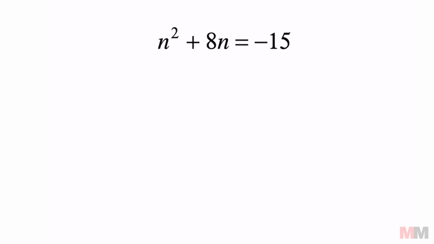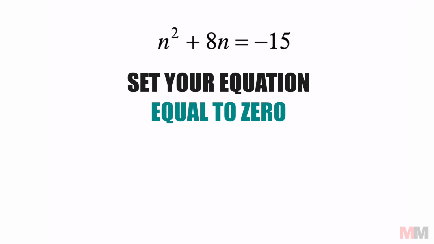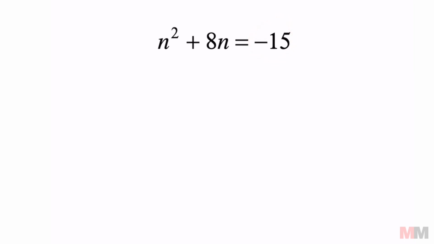First thing you want to make sure is that this is in standard form. An easy way to do this is to make sure that your equation equals 0, which is not the case right now. So we just have to get rid of this negative 15, throw it on the other side by adding 15 to both sides, and we get n squared plus 8n plus 15 equals 0.